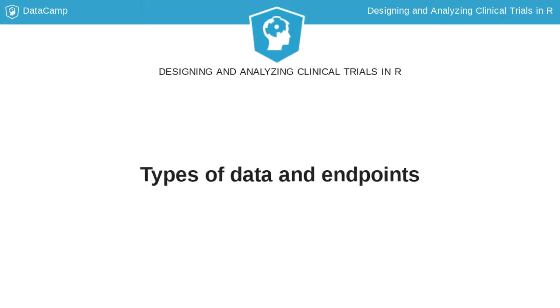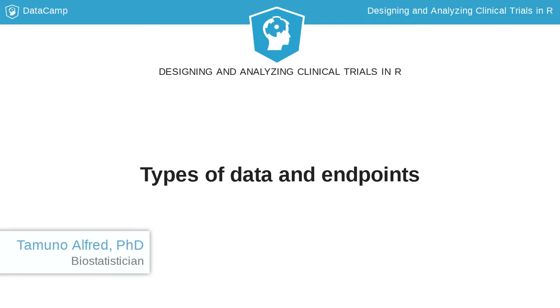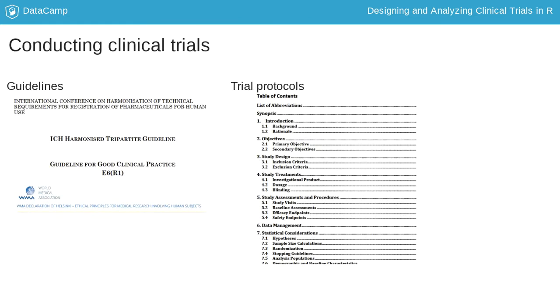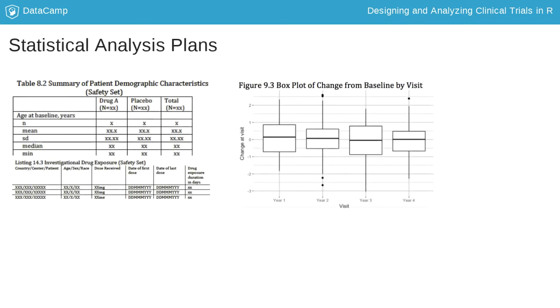In this lesson, we will look at some common data types and endpoints. Clinical trials are highly regulated and must meet international ethical and quality standards. The design and methods must be pre-specified in the study protocol. Another trial document is the Statistical Analysis Plan that details all the planned analyses. Shells for the tables, figures, and listings should also be pre-specified.